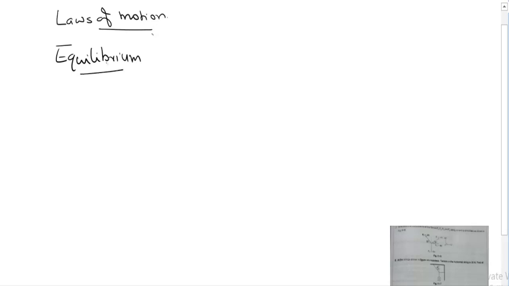In today's topic, we are going to discuss the portion Laws of Motion. Last class we completed the free body diagram, and in today's class we are going to discuss equilibrium. What is meant by equilibrium of a body? See, if the object is in equilibrium, then it can't move from one place to another. The net force acting on the system will be equal to zero. So if the object is under equilibrium, the net force acting on it will be equal to zero.